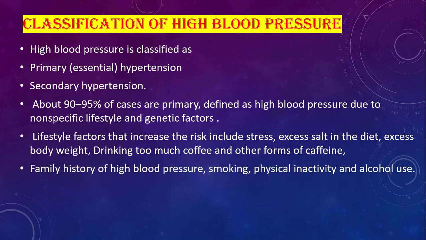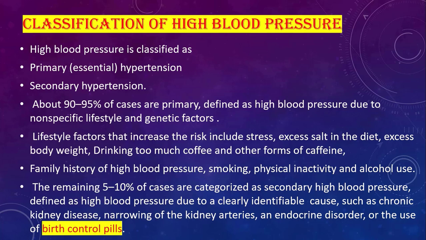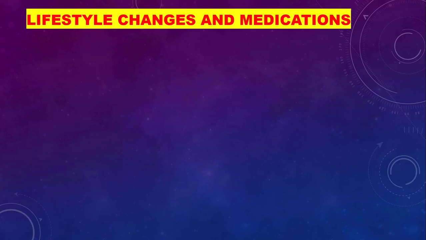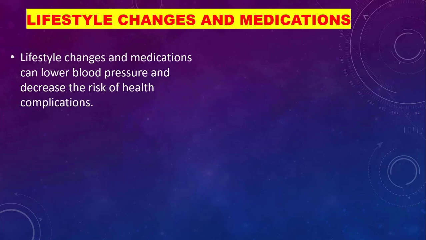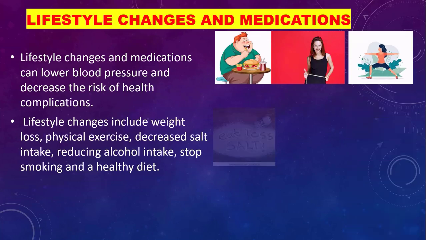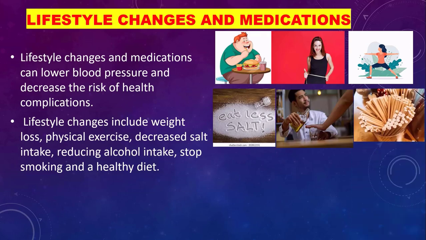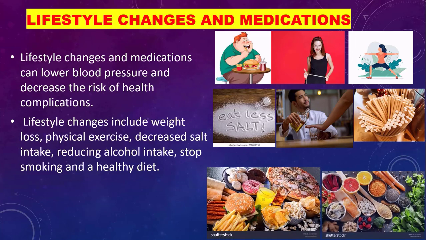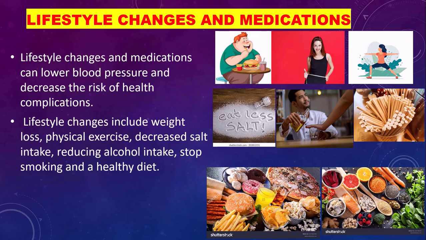The remaining 5 to 10% of cases are categorized as secondary high blood pressure, defined as high blood pressure due to clearly identifiable causes such as chronic kidney disease, narrowing of the kidney arteries, endocrine disorders, or the use of birth control pills. Lifestyle change and medication. Lifestyle change and medication can lower blood pressure and decrease the risk of health complications. Lifestyle changes include weight loss, physical exercise, decreased salt intake, reduced alcohol intake, stopping smoking, and a healthy diet. Changing from junk food to a healthy diet which contains more vegetables, fruits and pulses. If lifestyle changes are not sufficient, then blood pressure medications are used.